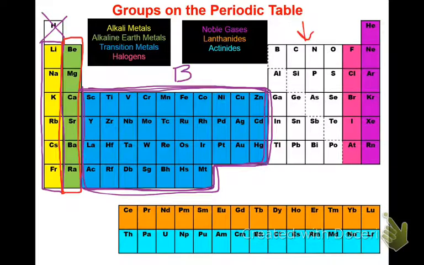So we keep moving over here to the right. You've got the halogens. Obviously, they make halogen light bulbs out of some of these. You've got your fluorine, chlorine, bromine, iodine, and astatine. Those are those groups, metals there.